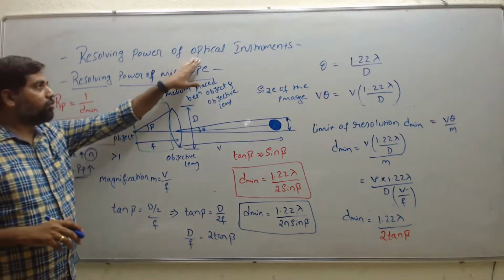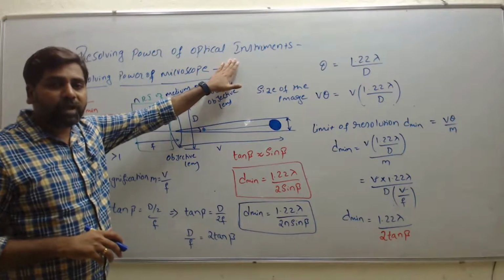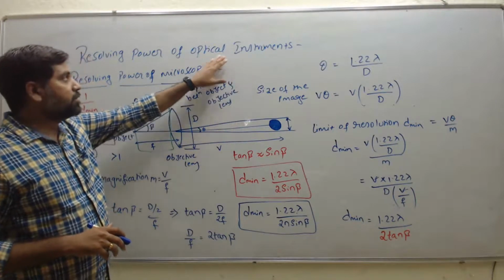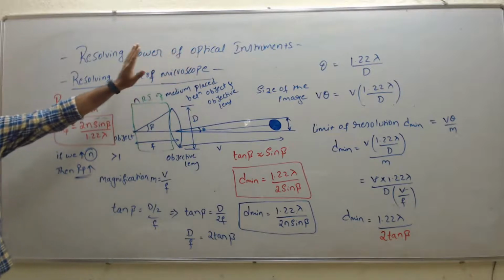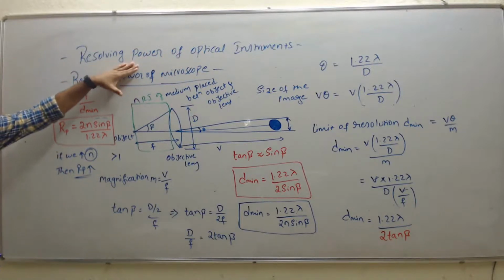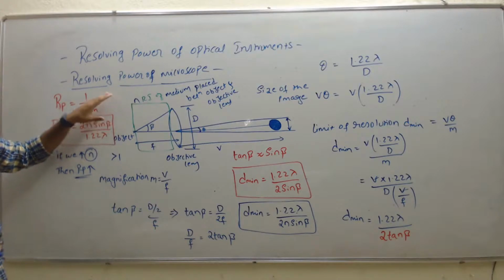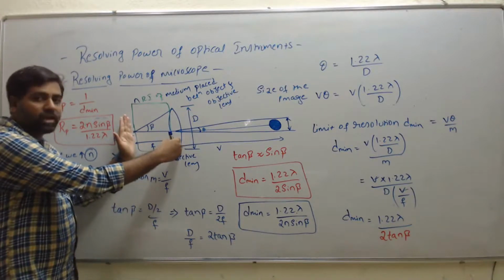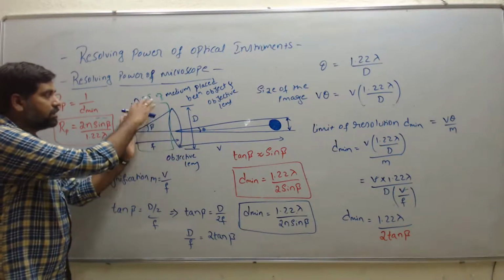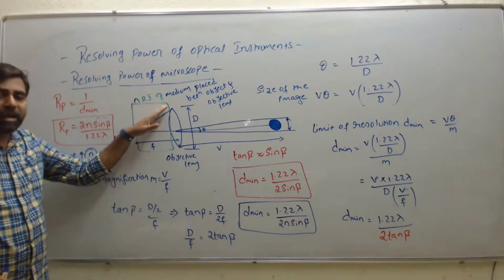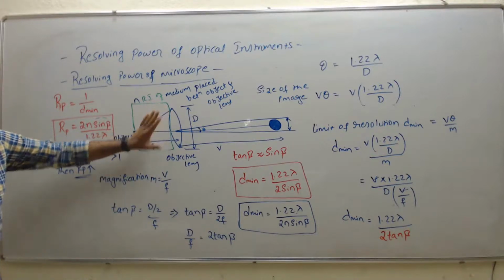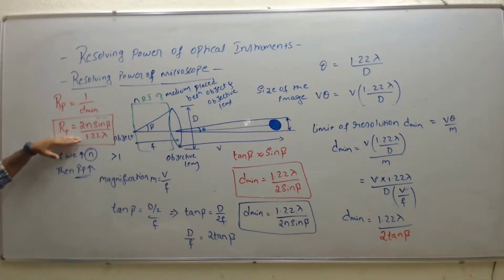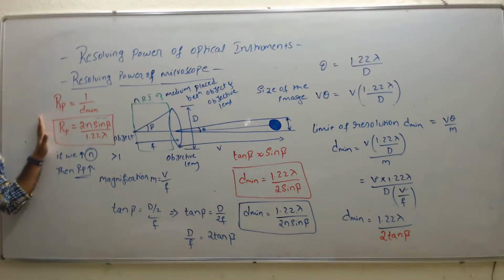So this is about the resolving power of the optical instrument. If we increase the wavelength of the light, then the resolving power of the optical instrument decreases. In case of the microscope, we insert between the object and the objective a medium whose refractive index is greater than that of air, and then the resolving power of the microscope increases. So this is the formula for the resolving power of the microscope.